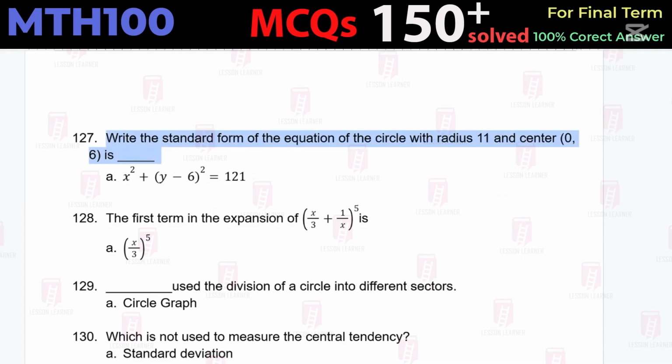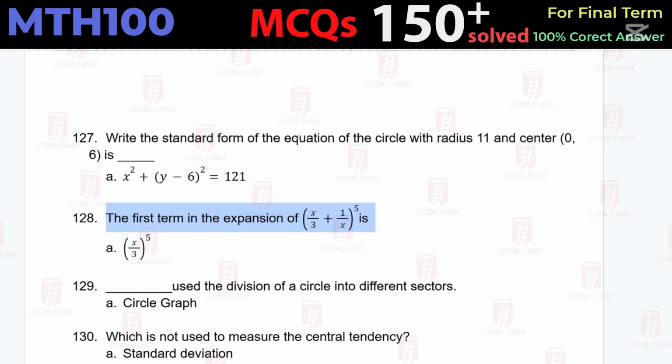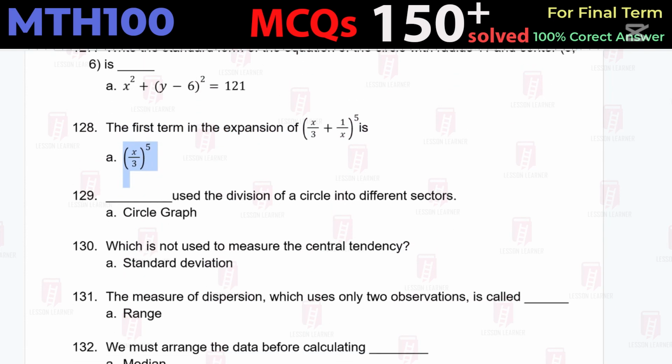Write the standard form of the equation of the circle with radius 11 and center (0, 6): x squared plus (y minus 6) whole squared equals 121. The first term in the expansion of (x/3 + 1/x) to the power 5 is (x/3) to the power 5.